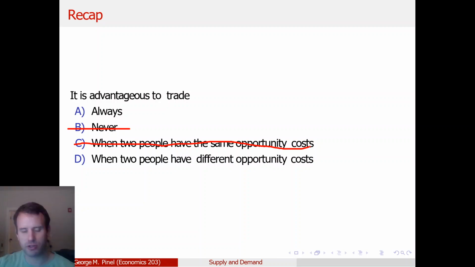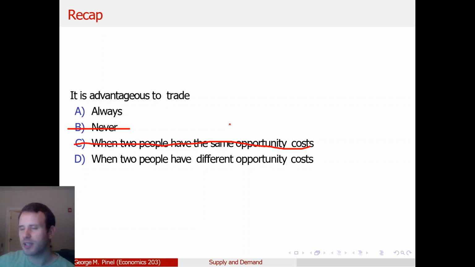If you have different opportunity costs, and the price were here, then the person whose opportunity cost this is is not going to do better, but the person whose opportunity cost this is will do better. And vice versa, if the price were here, the person whose opportunity cost this is is going to do the same, but this person will do better. Okay.